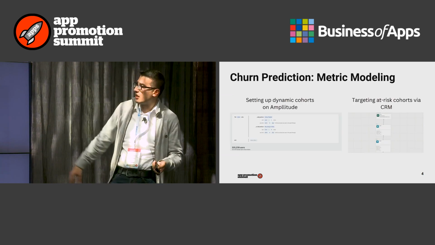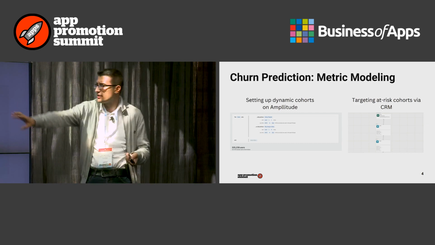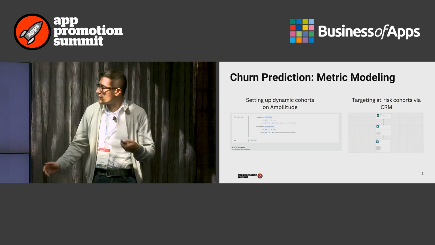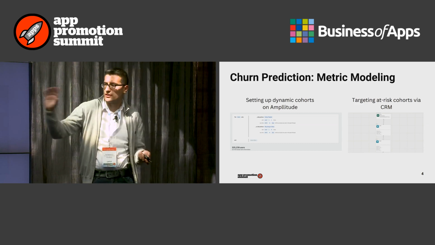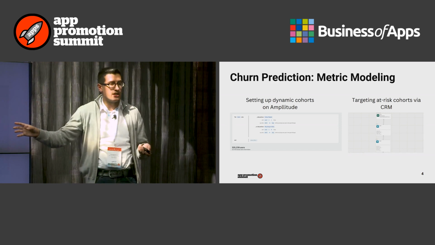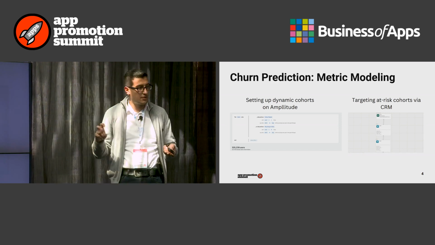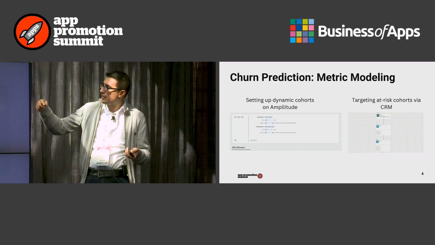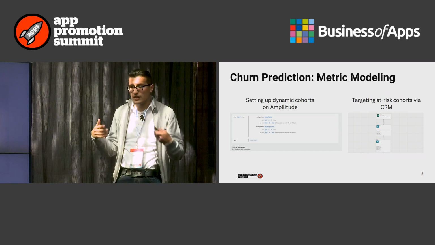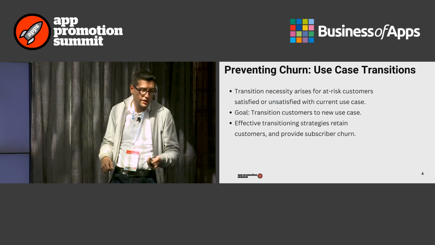So this is an example of how to do it. If you're using Amplitude, you can create this dynamic cohort there. And if you use a CRM tool, in our case it's Iterable, you can just sync the cohort from Amplitude to Iterable. When your user starts to behave like at-risk subscribers, the campaign in Iterable triggers and starts sending them notifications and all of this stuff to get them back to using your product.